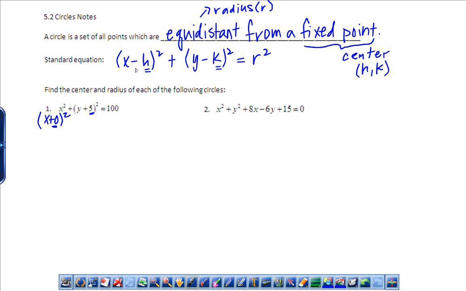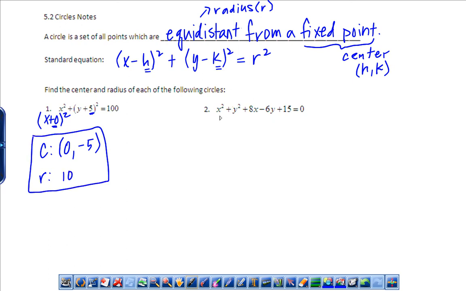And if you notice, in your standard equation, you have a minus in both of them. And I like to think of it, if you have a parentheses, you're always going to take the opposite. You can't take the opposite of 0, so my center is at 0. I'm going to take the opposite of 5, so my center is at (0, negative 5). And my radius, because my equation is r squared, I'm going to take the square root of 100, and my radius is 10.